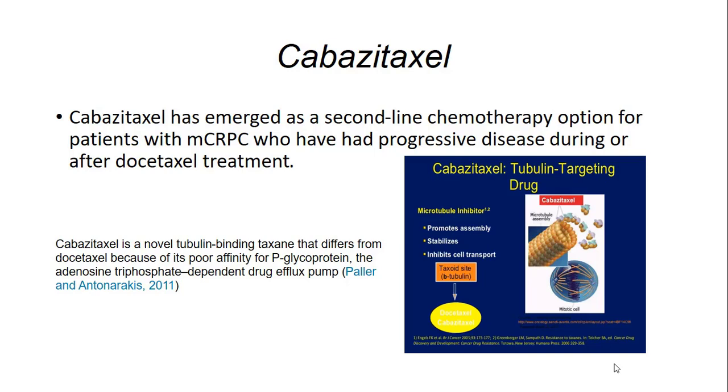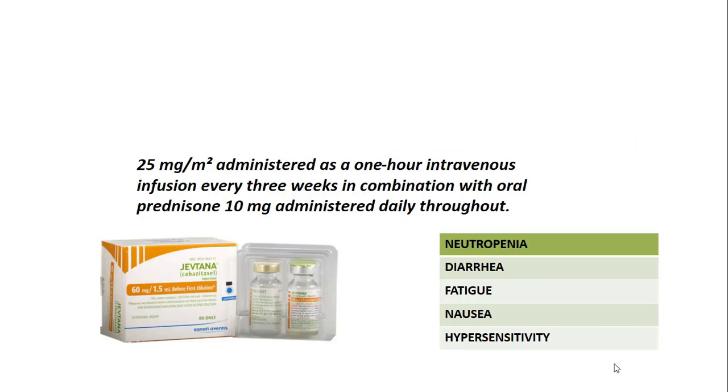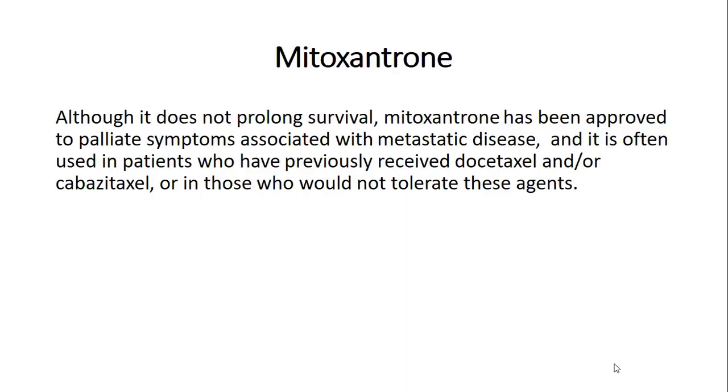Cabazitaxel has emerged as a second-line chemotherapy option for patients with mCRPC who have had progressive disease during or after docetaxel therapy. But it differs from docetaxel because of its poor affinity for P-glycoprotein, the adenosine triphosphate dependent drug efflux pump. So this is the dose, and the common side effects are diarrhea, fatigue, nausea, and hypersensitivity.